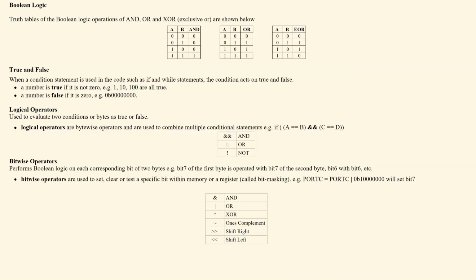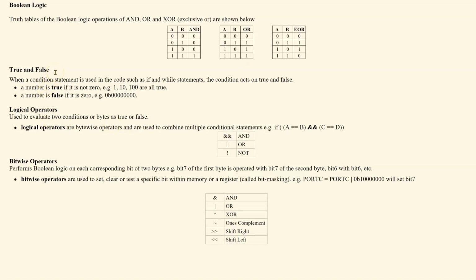Boolean logic is used in both logical operators to combine multiple statements in a conditional statement, or bitwise operators to set, clear, or test specific bits within memory or registers. This is known as bit masking. The truth tables here show the AND, OR, and exclusive OR Boolean functions.